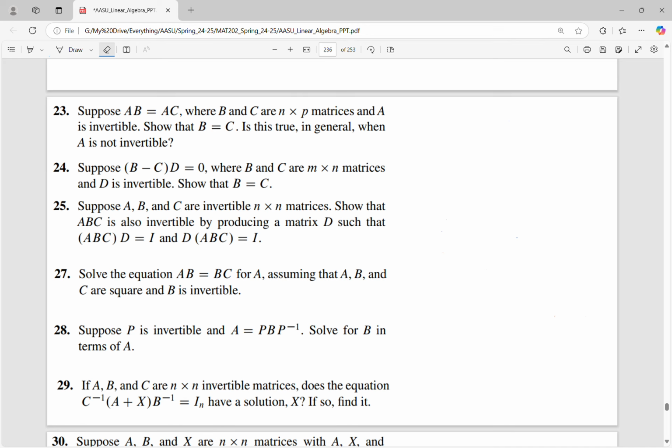What about a question like 25? I have three invertible matrices. Show that ABC is also invertible. Okay, I have A, B, and C invertible. That means A inverse, B inverse, and C inverse exist. Each one of them exists. Now the question says, show that ABC is invertible.